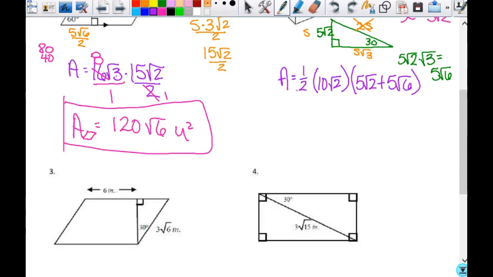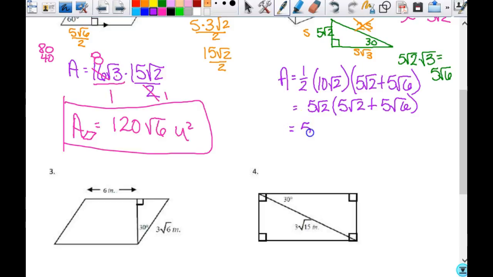So I think I want to go ahead and take half of that. So that's going to give me 5 square root of 2 times 5 square root of 2 plus 5 square root of 6. So I'm going to go ahead and write down an extra step that you wouldn't necessarily have to write down. I think some of you should. I don't know that necessarily all of you need to, but I'm going to write down what I'm distributing.